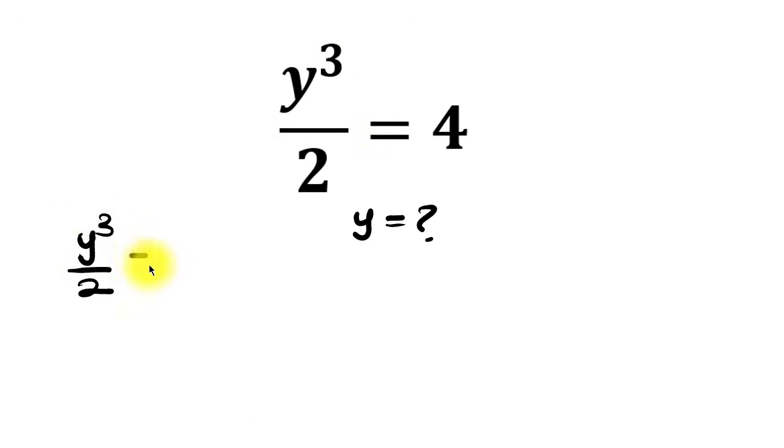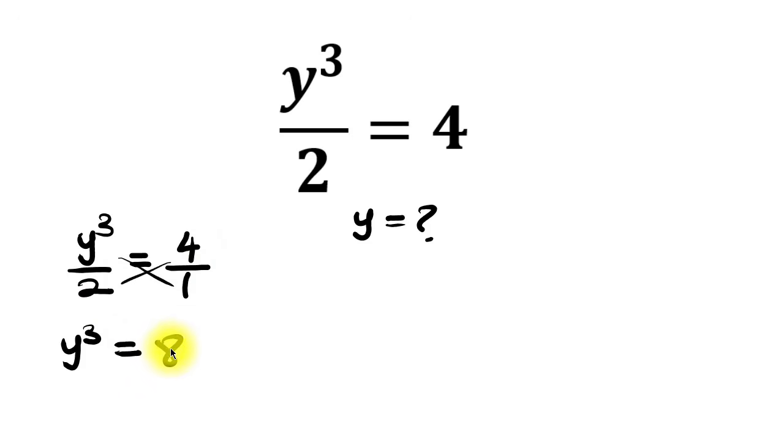And then to make the right-hand side a fraction, we have to write 4 all over 1. Very good. And then what do we do? We cross multiply. So on cross multiplying, y cubed times 1 is y cubed. And this is equal to 2 times 4, that is 8.